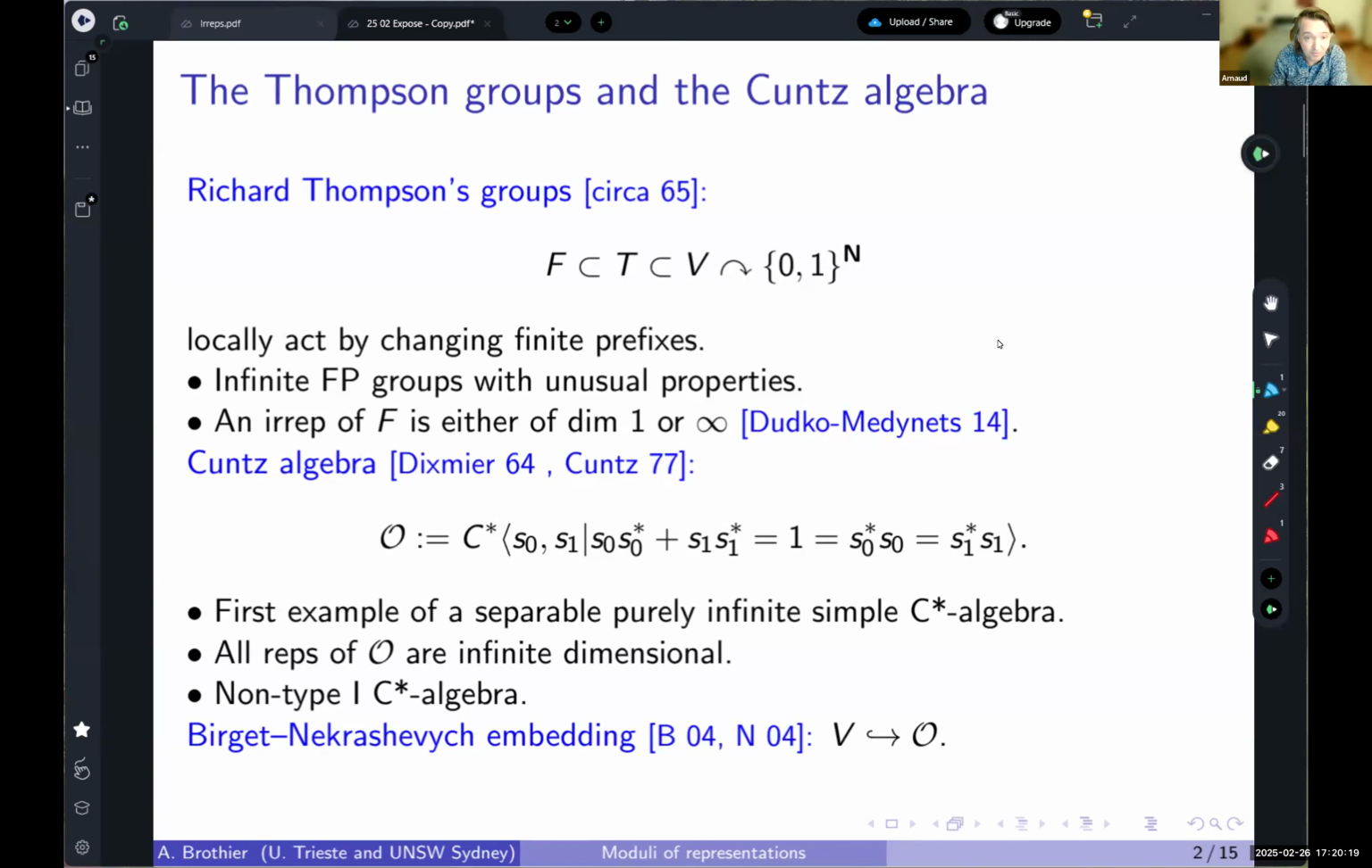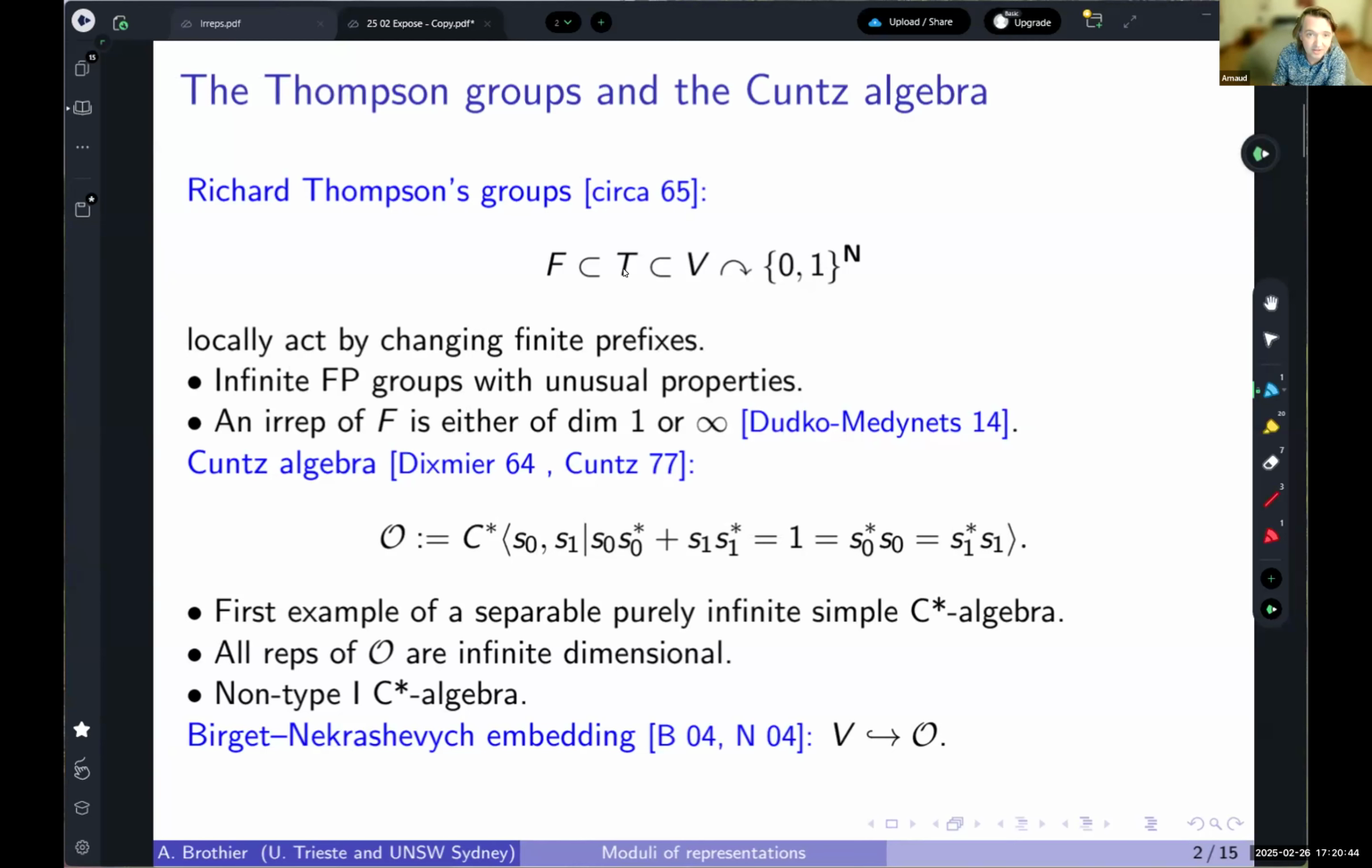And very unusual properties. So what kind of unusual properties do they have? Well, F, for example, will have no finite dimensional classifying space. So we'll have infinite geometric dimension. And moreover, it's torsion-free, and it's finitely presented. So that was the first example of this kind, actually. That was seen in the 80s.